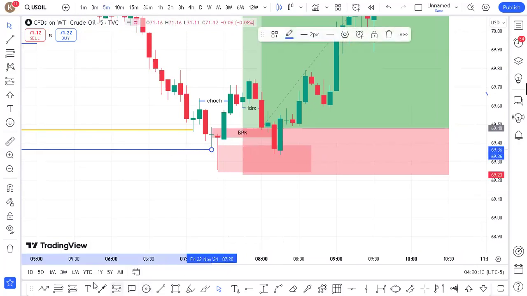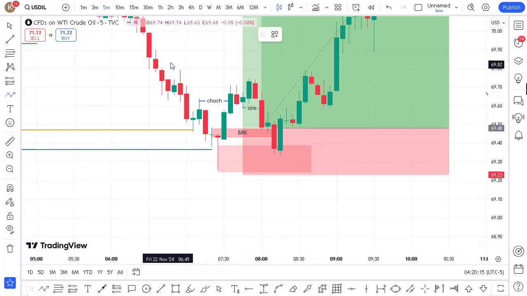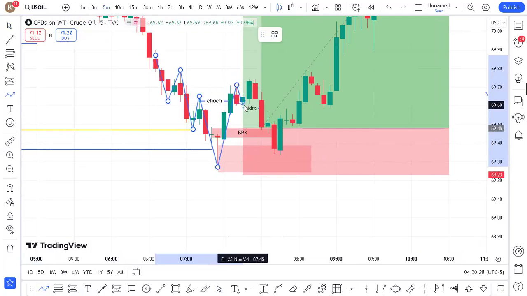After the sweep of liquidity, what is the structure here? The market was coming down like that. This is a high, then it created the low, then took out the first high, the first high here. If you watch my video, there's how I explain a pullback.